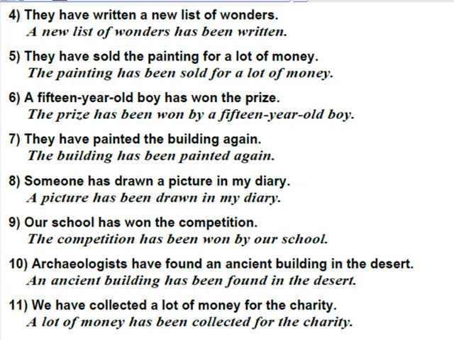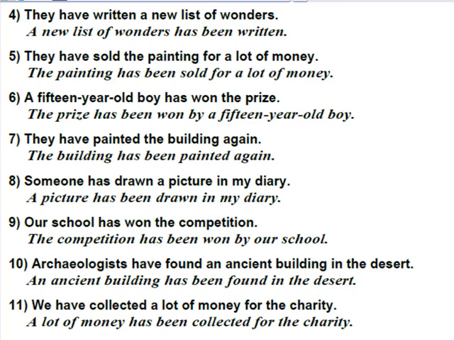Number 5, they have sold the painting for a lot of money. So the painting has been sold for a lot of money. Number 6, a 15-year-old boy has won the prize. The prize has been won by a 15-year-old boy. Number 7, they have painted the building again. So the building has been painted again.